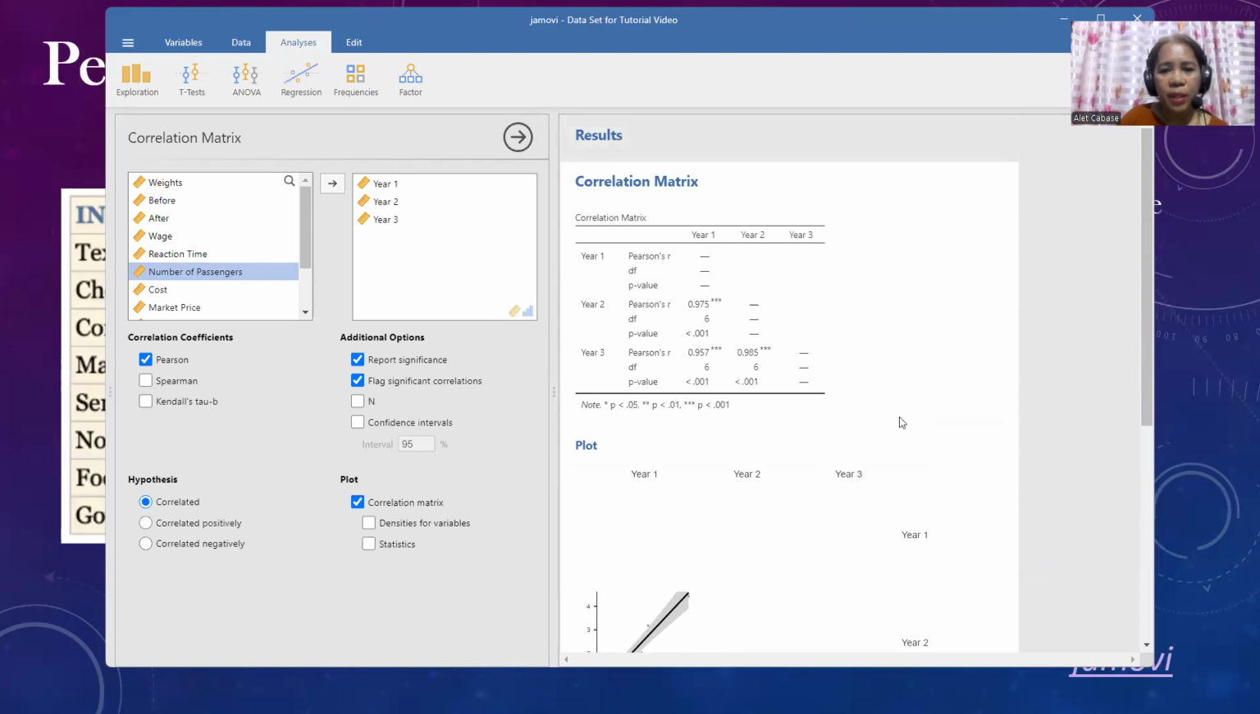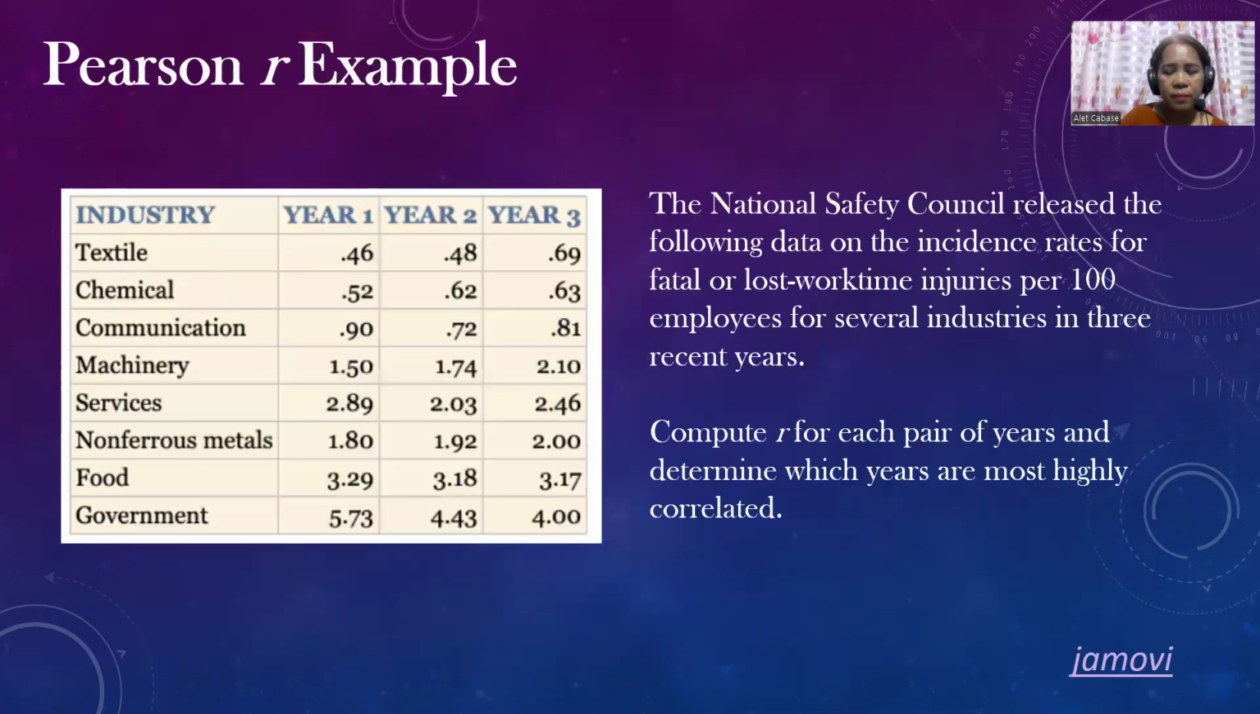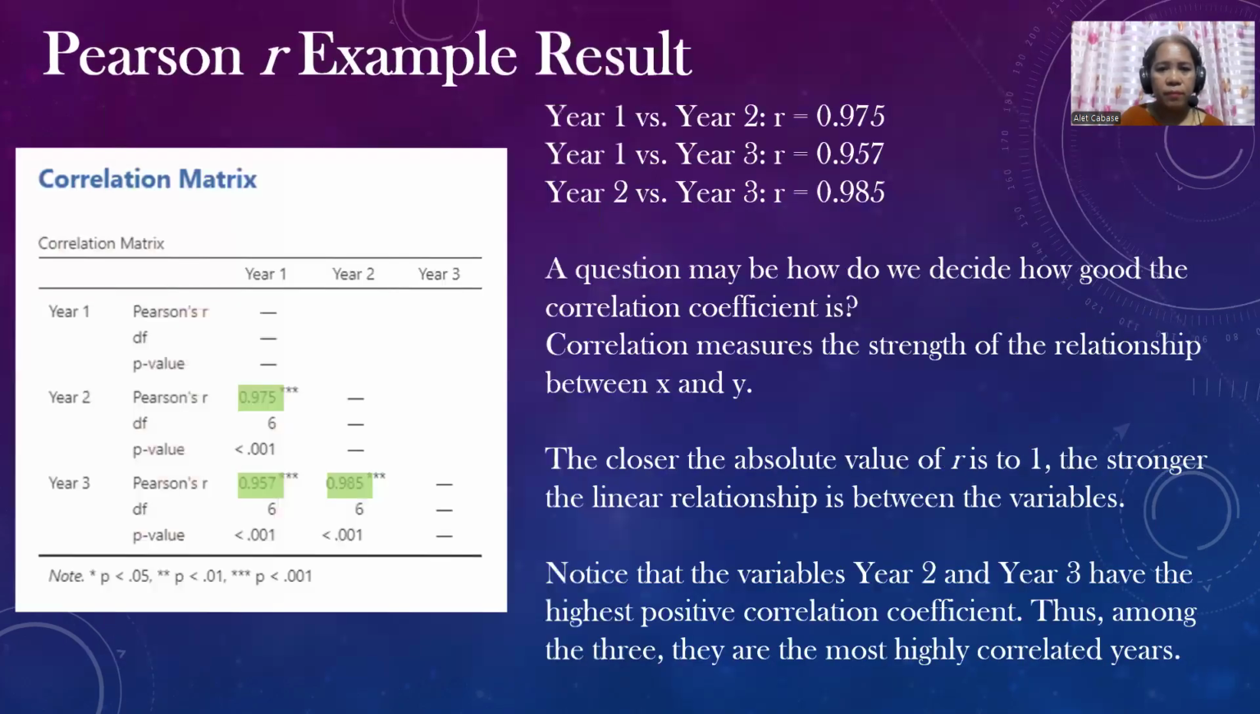Then let's interpret the result. So year 1 versus year 2, the R is 0.975. Then year 1 versus year 3, the R is 0.957. Then year 2 versus year 3, the R equals 0.985.